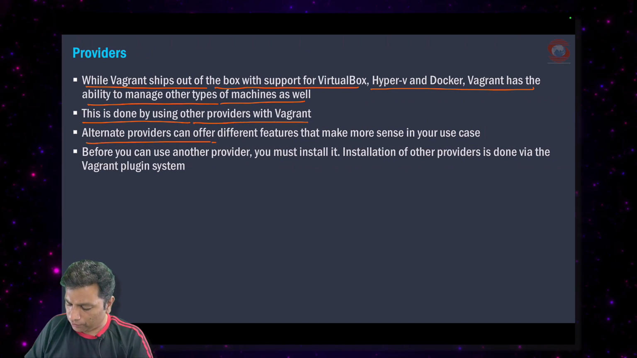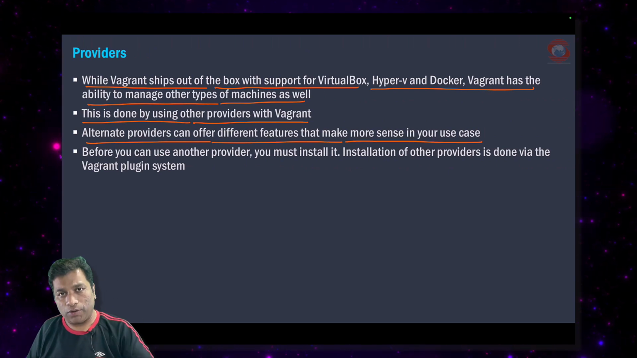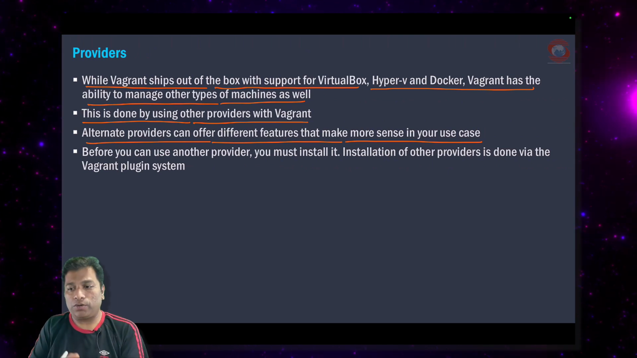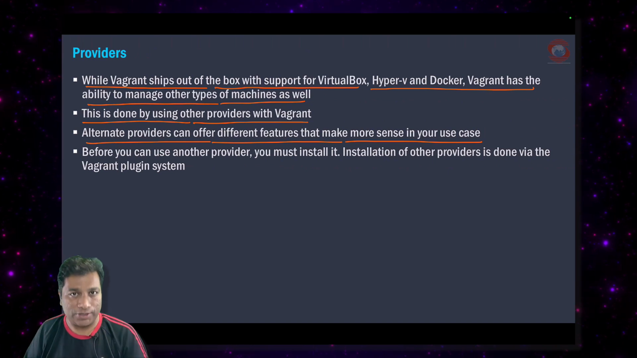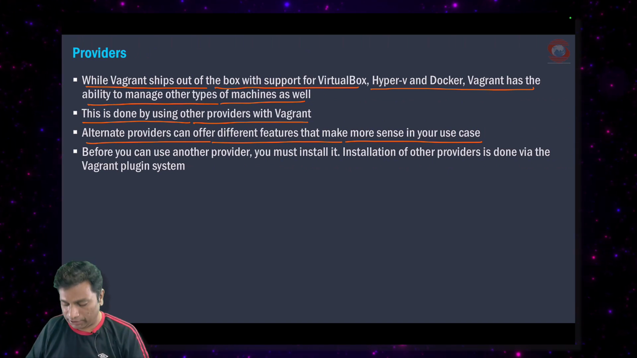Alternative providers can offer different features that make more sense in your use case. Whether you want to do it with VirtualBox or whether you want to do it with VMware, it depends on your requirement. It depends on your environment. It depends on your operating system. It depends on your CPU architecture as well. So which one that you want to use, you decide, and then you start using Vagrant.